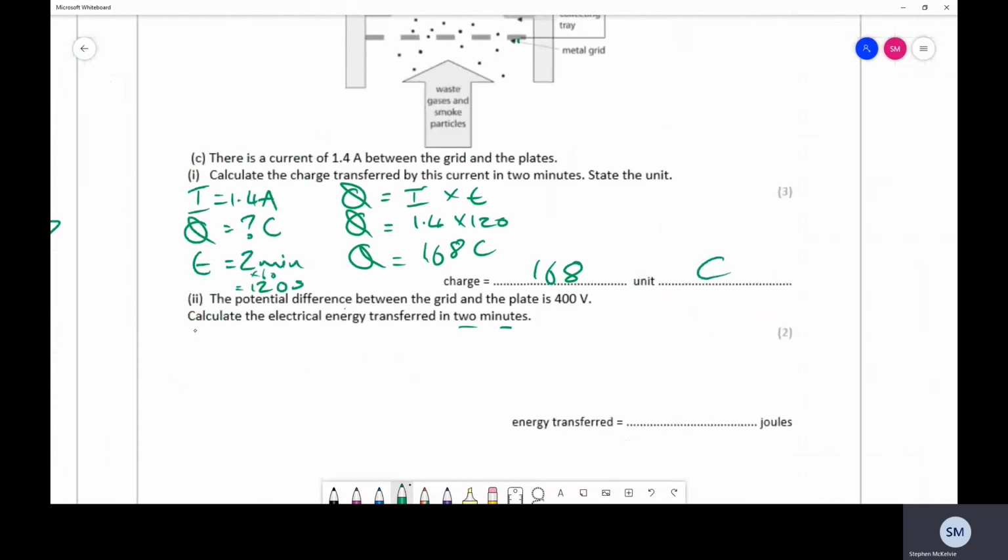Okay, so I've got a voltage of 400 volts. It's asking me to calculate the energy transferred in a time of 2 minutes. Multiply it by 60, we get 120 seconds. Now, there's two things that we can use here. We can either use E is equal to Q times V, or we can use E is equal to V times I times T. Let's substitute both at the same time.